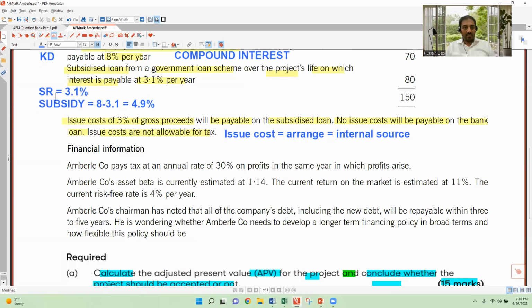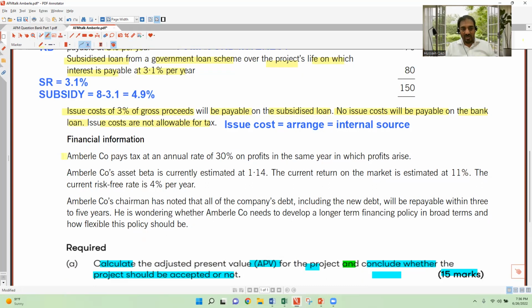That is the point. Moreover, the financial information of Amberle companies pays tax at an annual rate of 30% in the same year. The very important point, highlight point, the same year. Sometimes examiners say arrears, sometimes examiners say same year. So here the examiner mentioned same year.